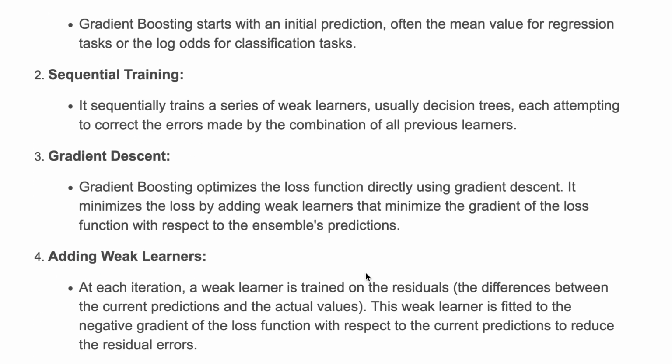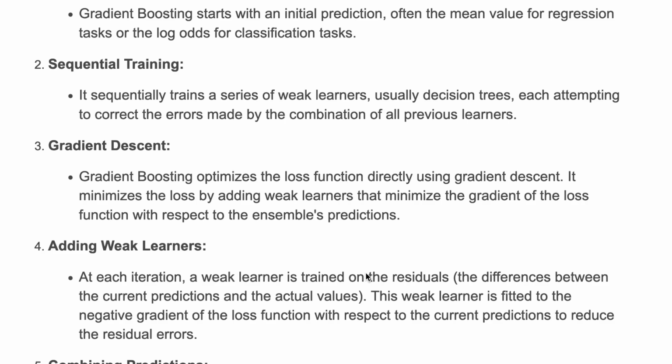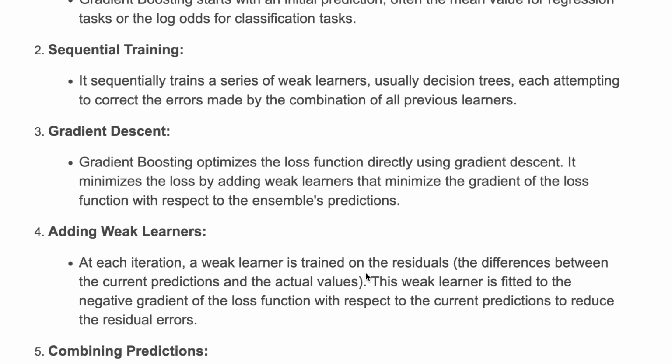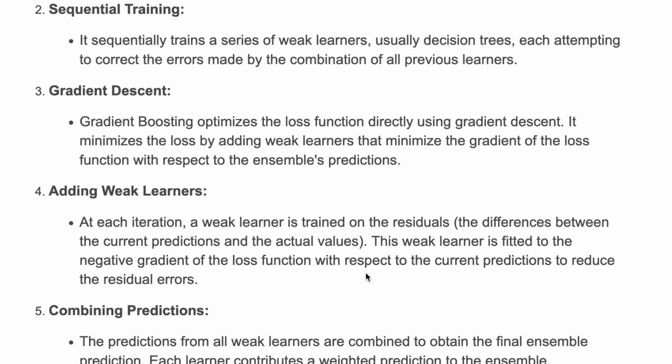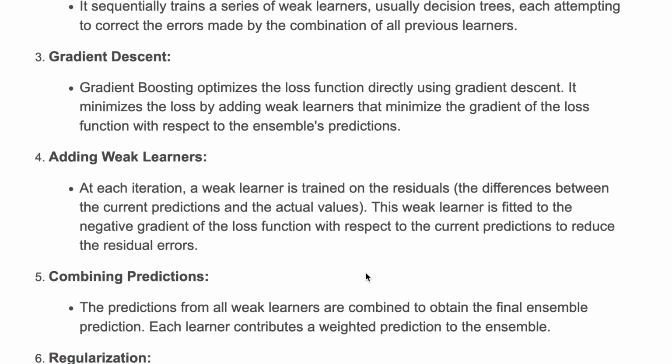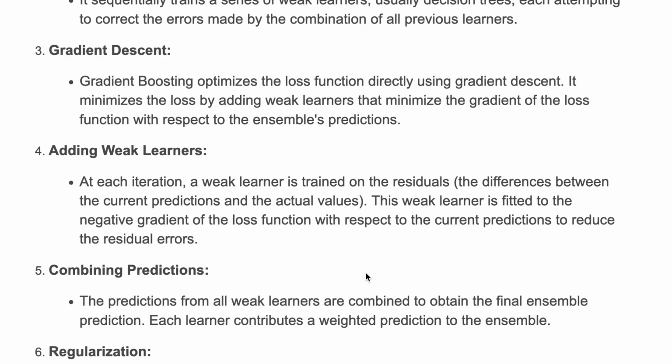The third one is gradient descent. It optimizes the loss function directly using gradient descent. It minimizes the loss by adding weak learners that minimize the gradient of the loss function with respect to the ensemble's prediction. Next, at each iteration, a weak learner is trained on the residuals, the difference between the current prediction and the actual values.